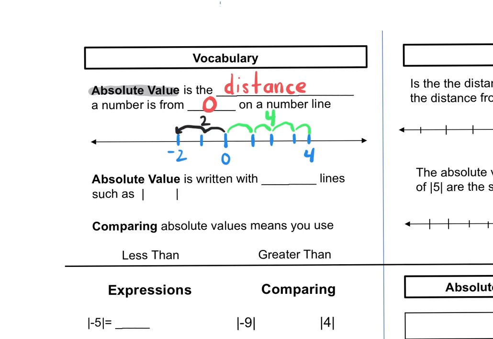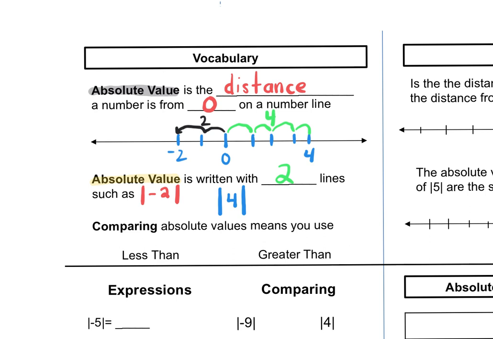Absolute value is neither negative or positive. It's just the amount of units, so you don't need a sign on it. Go ahead and get your highlighter and highlight absolute value again. Absolute value is written with 2 lines, such as this one right here, -2. So these 2 lines right here, that is what absolute value looks like. For instance, the absolute value of 4, I would write the 2 lines and have the 4 in the middle.